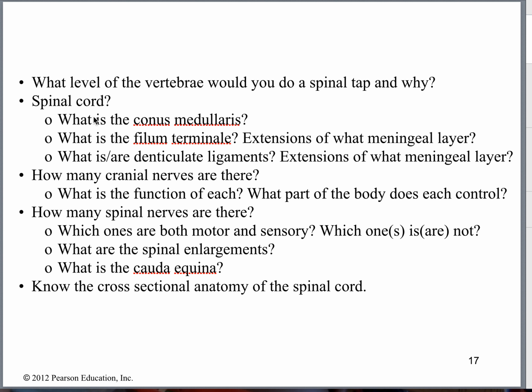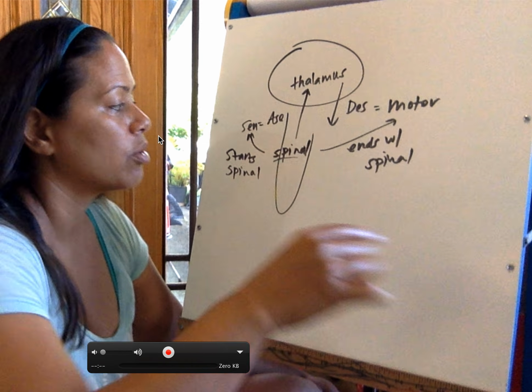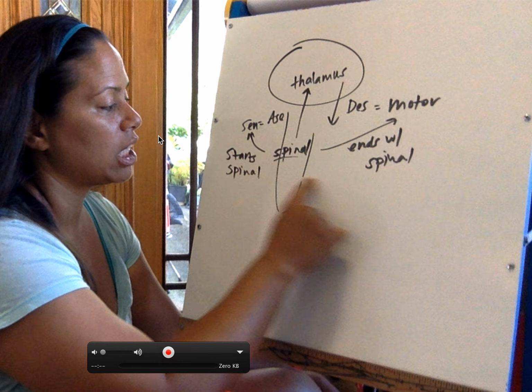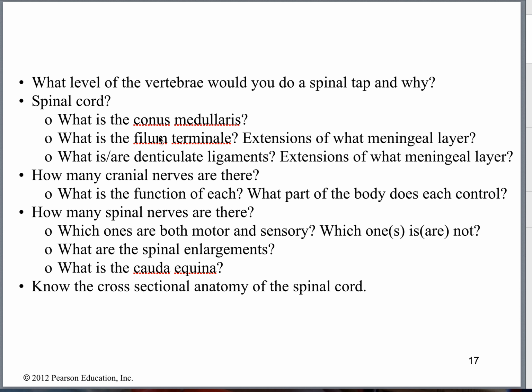And then spinal cord. What's the conus medullaris? That's the end of the spinal cord. What's the filum terminale? It's an extension to the, so we said at the base here, right? And then denticulate ligaments were across. And then your job is to find out what meningeal layer it extends from. That's what books are for.